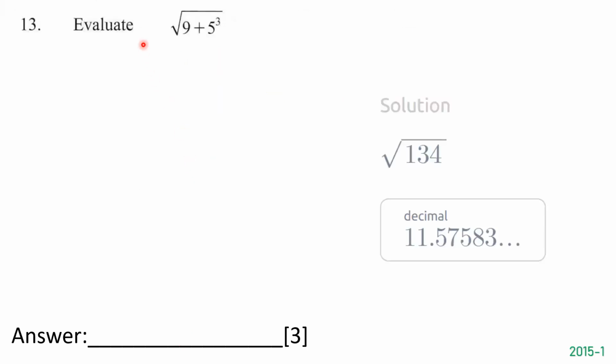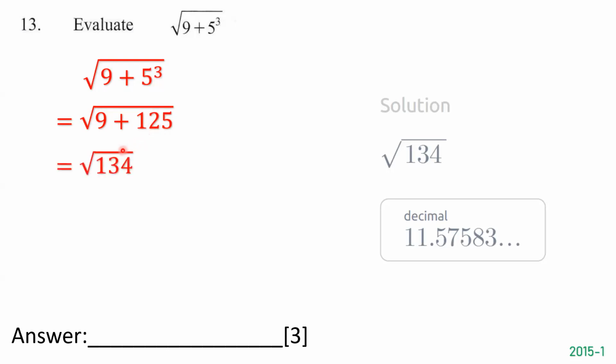It says evaluate the square root of 9 plus 5 to the third power. Again, evaluate the square root of 9 plus 5 to the third power. Well, what is 9 plus 5 to the third power? Well, 5 to the third power we know is 125. And then we're going to add 125 with 9, which is 134. And now 134 is not a perfect square. Again, 134 is not a perfect square.